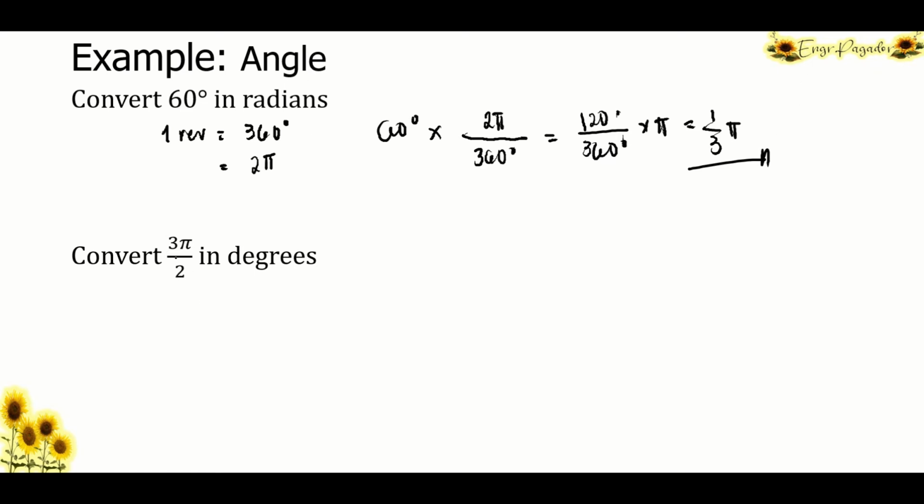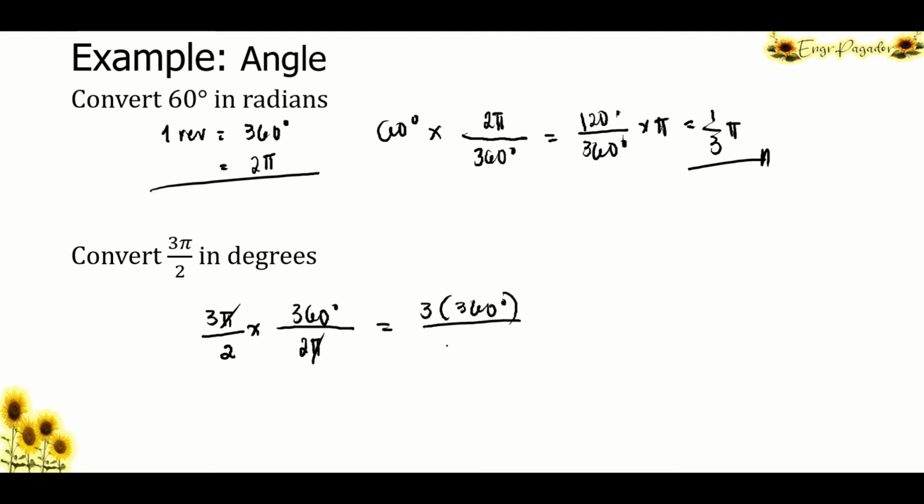Now, let us convert 3 pi over 2 into degrees. So we will use this conversion again. So 3 pi over 2 times, again, the one at the bottom is the same unit as what we are converting, and the one on top is the unit we are converting to. So for this one, the bottom is 2 pi, and on top is 360 degrees. So this will cancel. And this is equal to 3 times 360 degrees divided by 2 times 2. So the conversion of 3 pi over 2 radians into degrees will be equal to 270 degrees. Okay, so that is how you convert the different units of angle measurements.